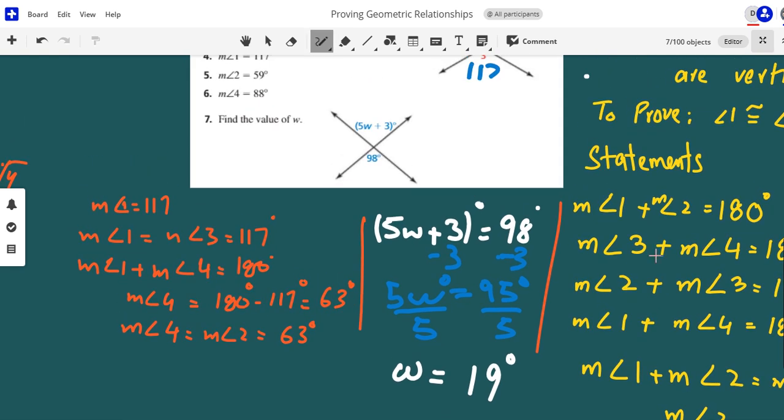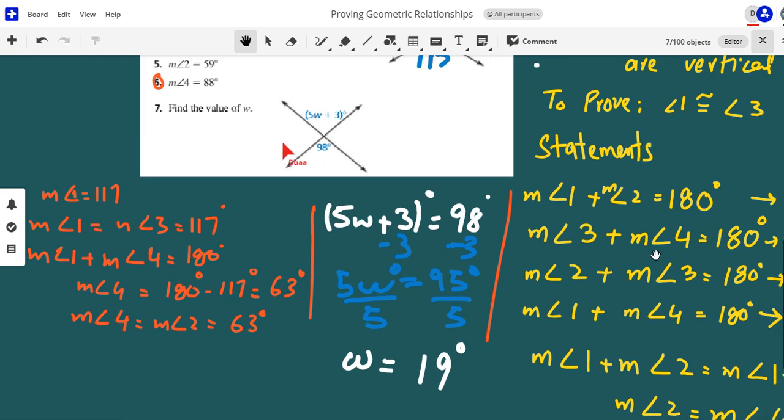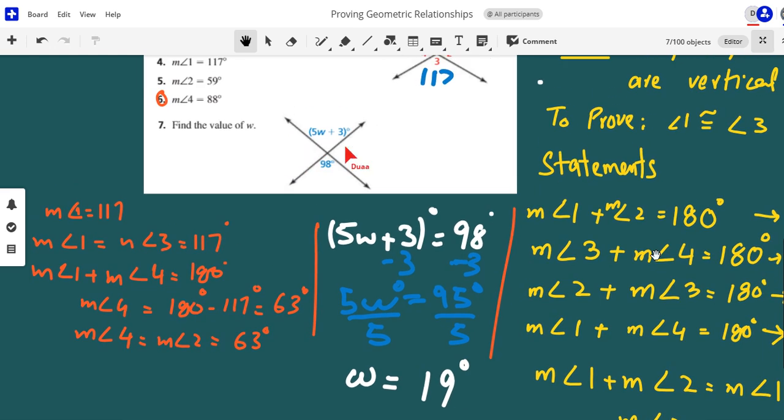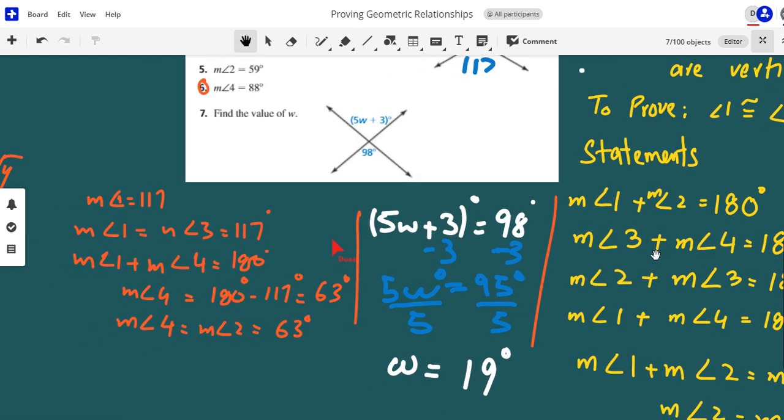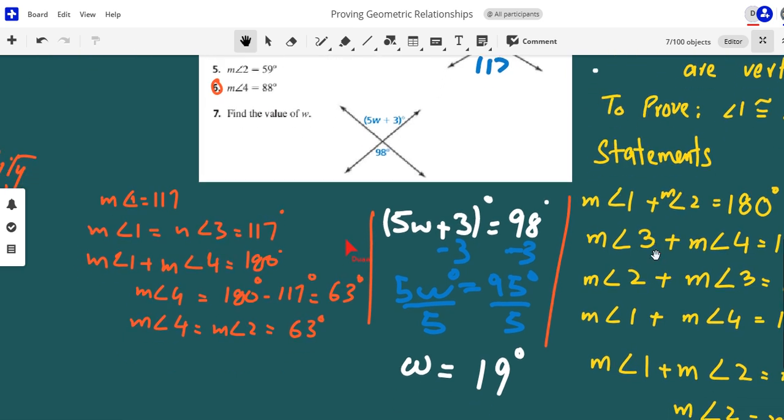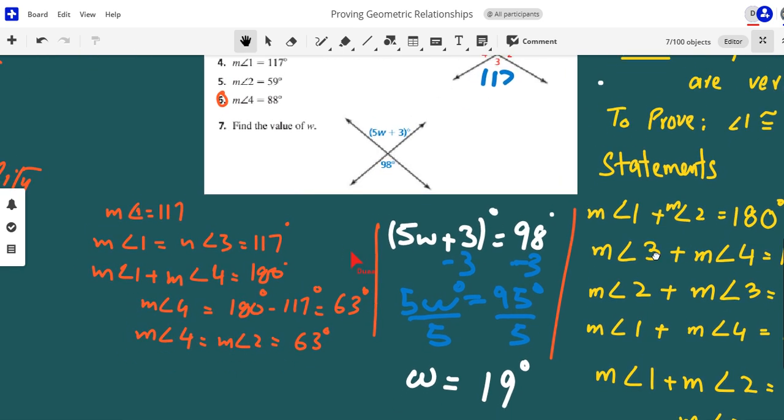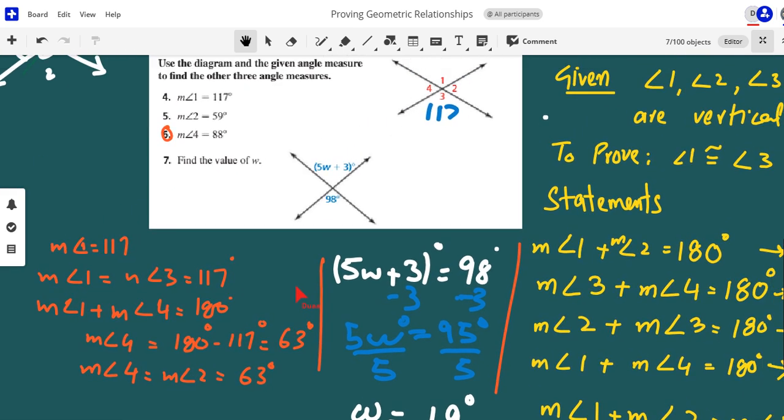Yes. Excellent. Now please solve question number 6. For this, would we find the missing angle here? No, there is no need. For question number 7, they said find the value of W, so we only have to find the measure of W. Please solve question number 4.